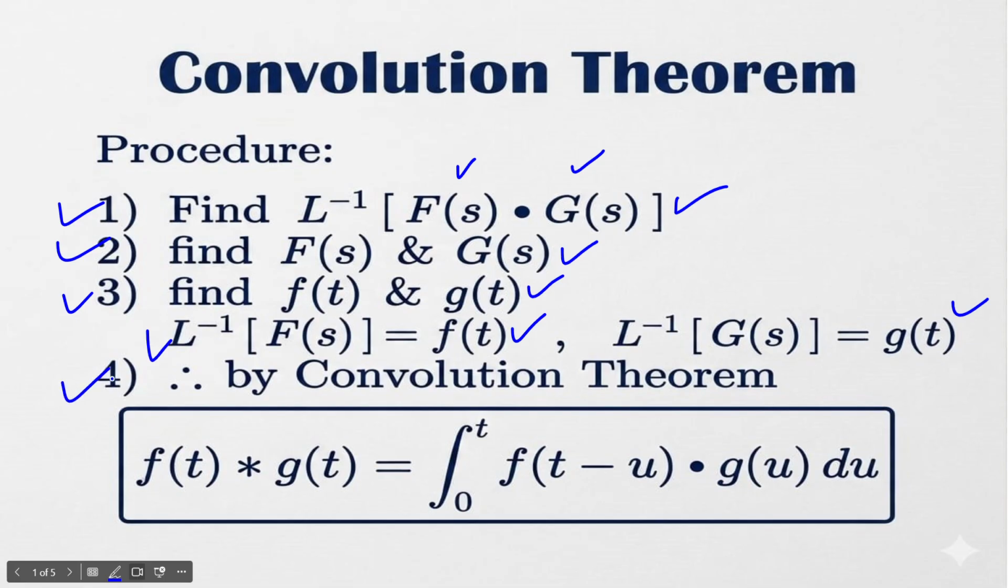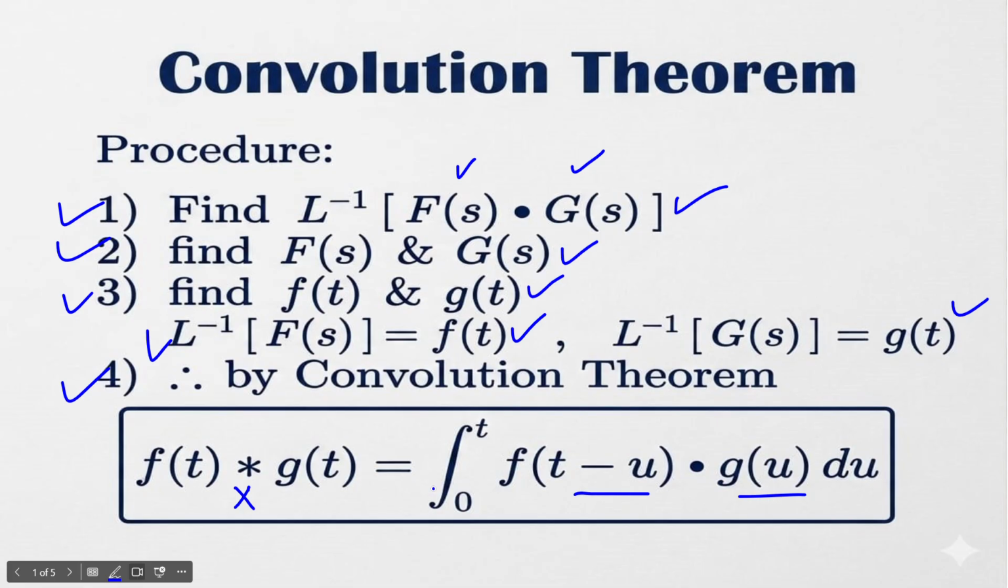After finding the value of f of t and g of t, finally in step 4, you have to apply the convolution theorem. The main formula of the convolution theorem is f of t into g of t is equal to the integration with limits 0 to t. Limits are fixed, standard limits. In every problem you have to use these limits only, 0 to t. F of t minus u means in f of t, instead of t you have to put t minus u, into g of u. G of u means in g of t, instead of t you have to put u, or simply in g of t you have to replace t by u. So this is the main formula of the convolution theorem.